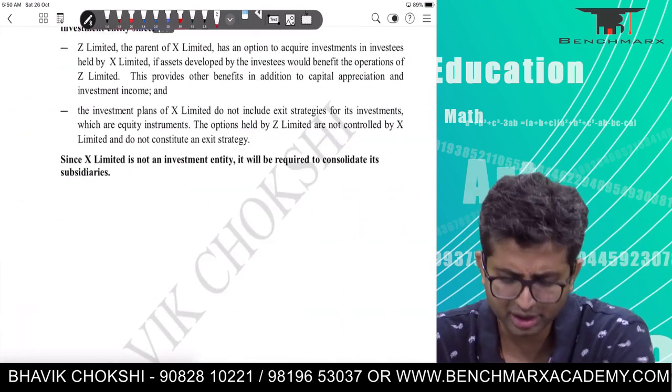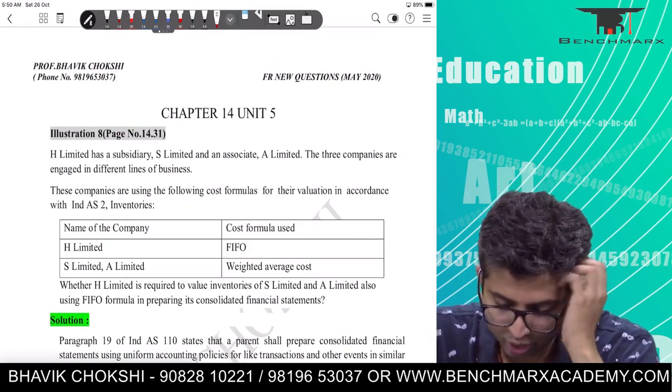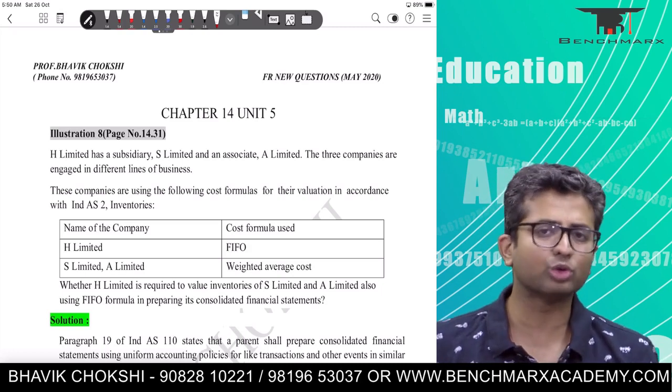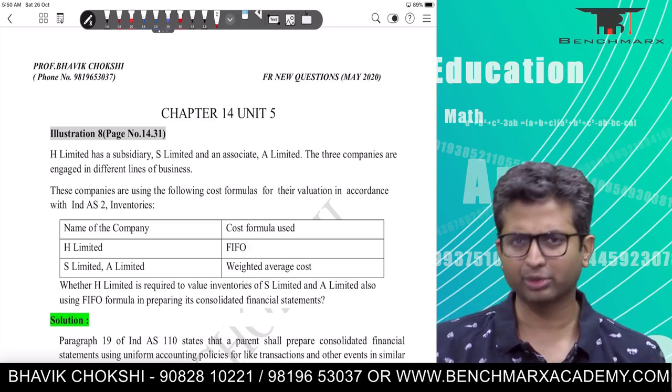That is about illustration 9. Okay, we'll then go to unit 5. These are interesting cases. We'll discuss them. These are smaller cases, but these are linked to bigger questions in consolidation as well. So we'll quickly discuss them.